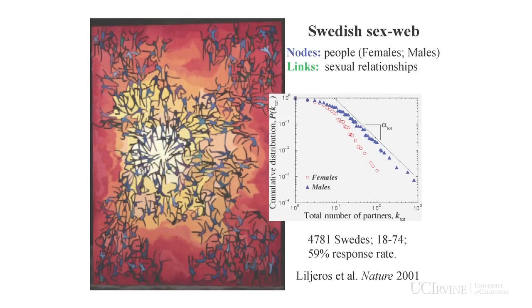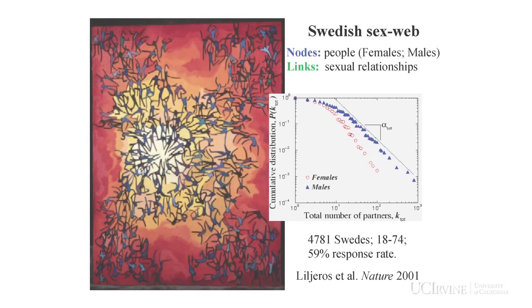Now this is an interesting study published in Nature, which is a very prestigious journal. It's called the Swedish Sex Web Study. And basically, they were looking at whether there's a power law distribution of sexual nodes in the population in Sweden. So they had 4,781 Swedes aged 18 to 74, 59% response rate.